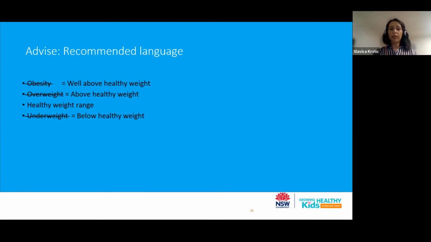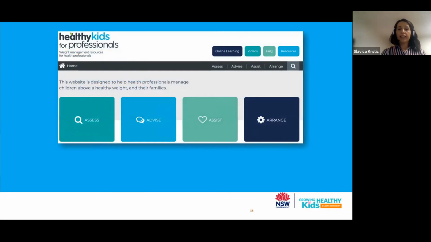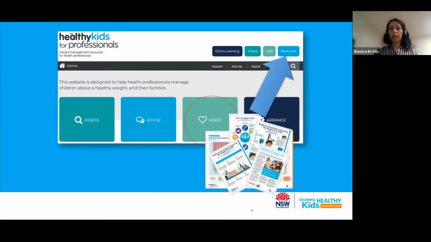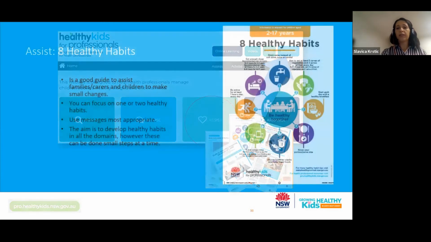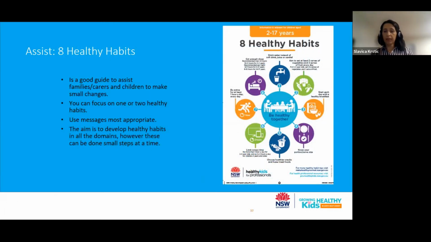You can probably notice the focus is on health. The next step, once we advise the family where the child sits in their category, is to give them some tips, some advice that they can follow on. These resources are again available on the Pro Healthy Kids website. The advice we want to give them is what we call our 8 healthy habits. We want to focus on things that the family can do at home.